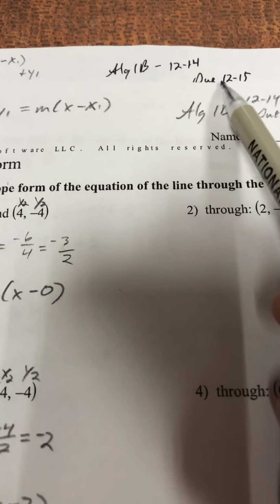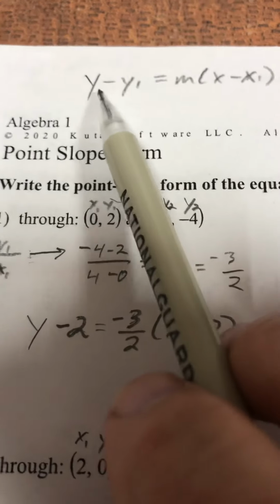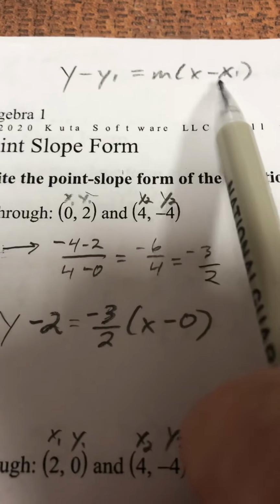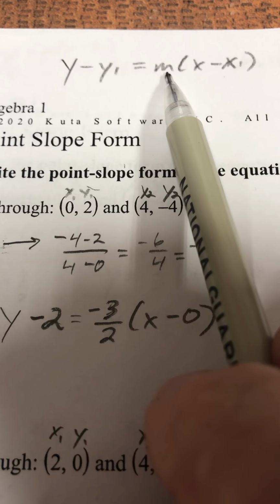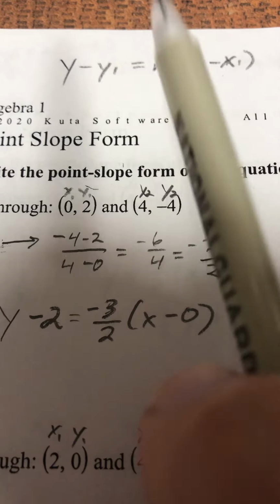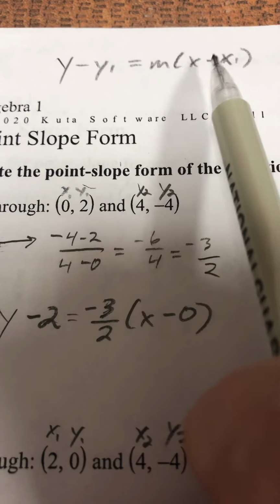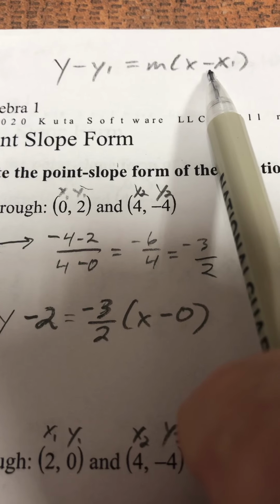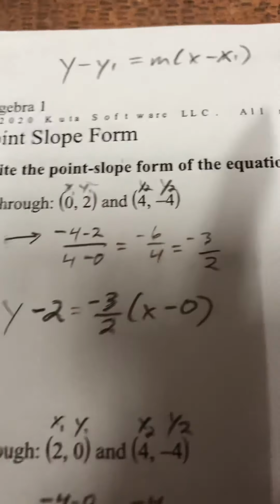This is due on the 15th, and we are looking at this formula right here. This is the point slope form that we're going to use. We have to find the slope in the first couple problems I'm going to show you today. And then we're just going to plug in our y1 and plug in our x1. There are going to be the opposites of what's listed there for the points that are given, because it's minus each one.